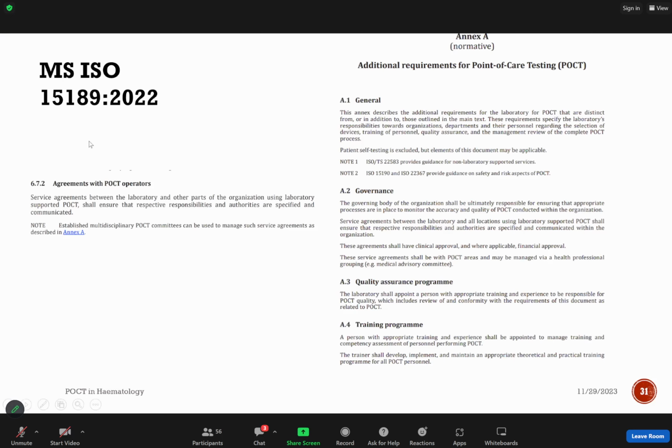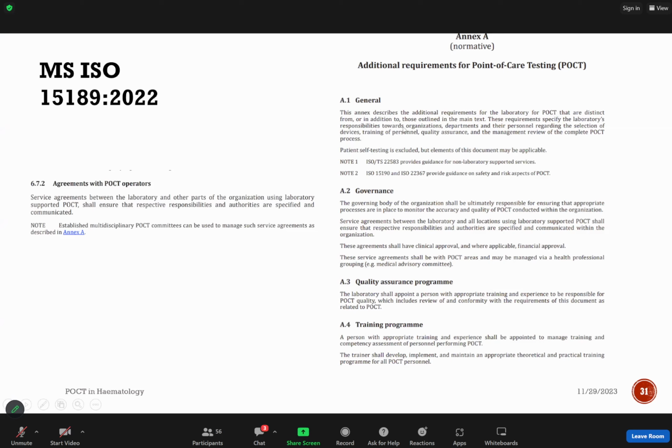So in MS ISO 15189 2022, we have to apply in the main text whatever is related to POCT. And we have a specific clause for POCT in 6.7.2 regarding agreements with POCT operators. And we have Annex A for additional requirements for POCT, which consists of four areas.